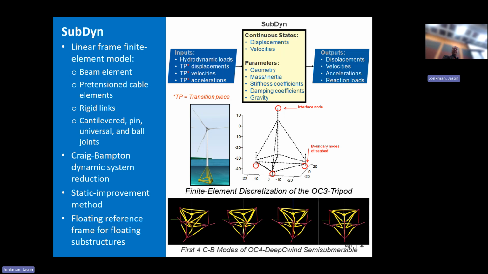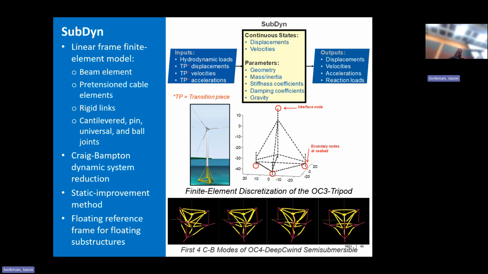That's all I have on hydrodynamics. For substructure structural dynamics, I think Emmanuel talked about this briefly, but SubDyn is our linear frame finite element model for the substructure. So usually we say the top of SubDyn is the bottom of ElastiDyn. That's that 6-DOF interface joint. And everything below that gets handled through SubDyn.